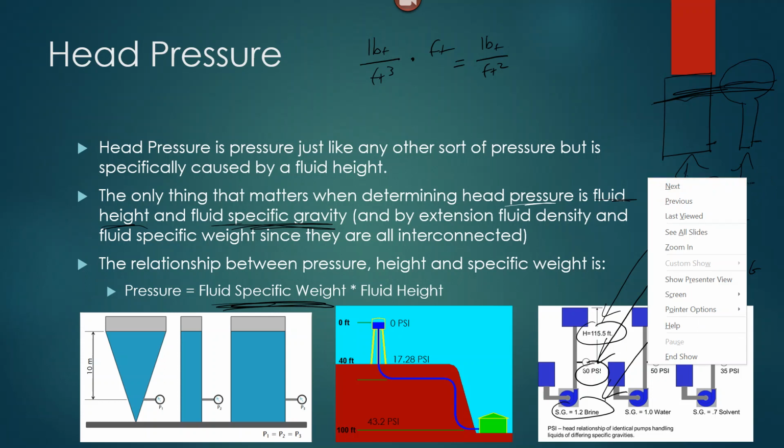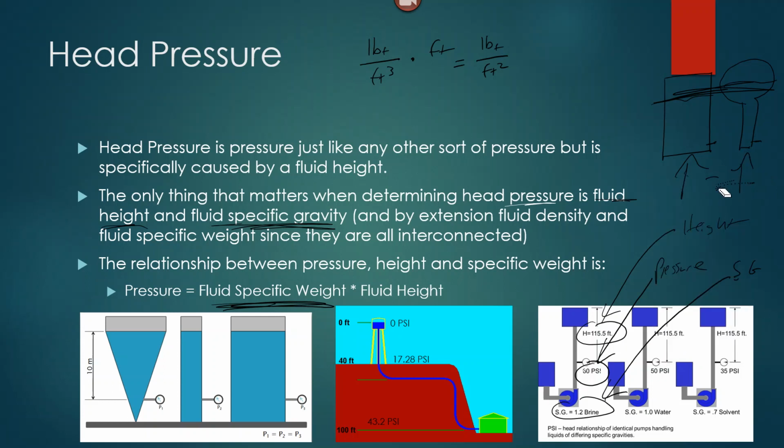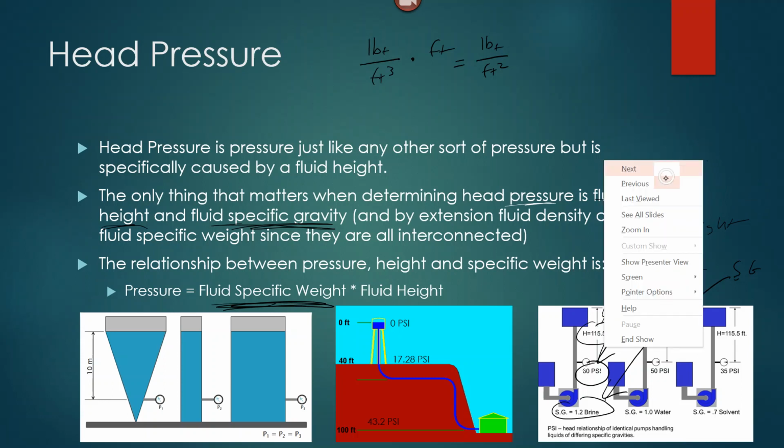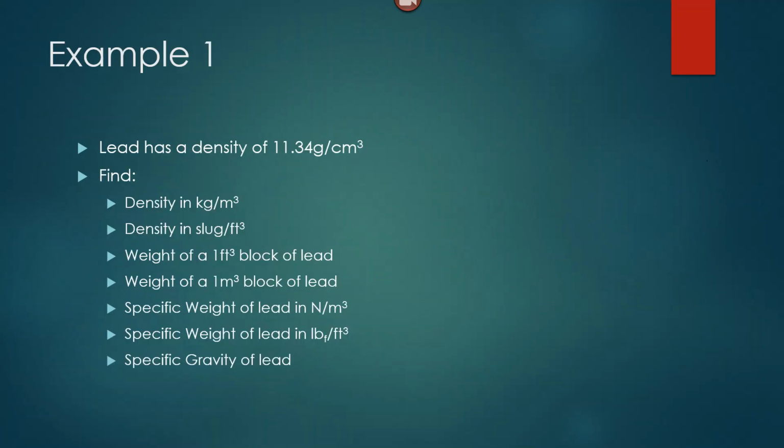The only thing that makes a difference is going to be the height of the fluid and the specific weight of the fluid. Of course, specific weight is always directly proportional to specific gravity. So if you know specific gravity, you can find specific weight. Alright, so we have a long example. Hopefully you will bear with me while we go through it.